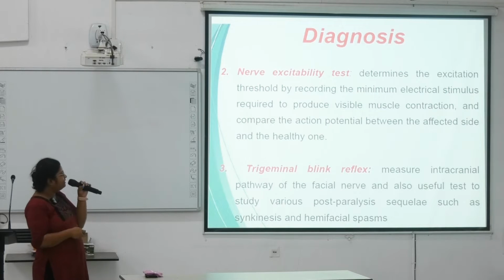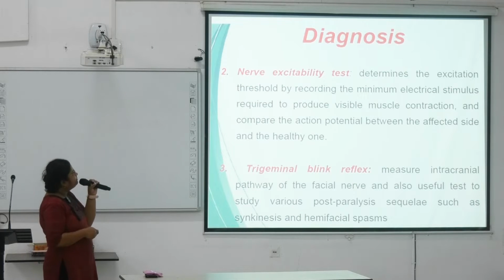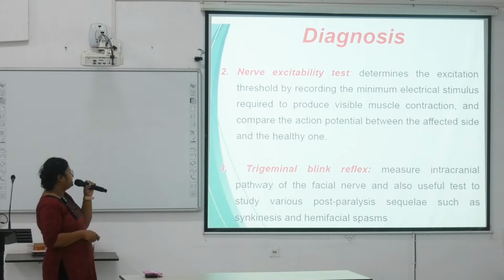Nerve excitability test: it determines the excitation threshold by recording the minimum electrical stimulus required to produce visible muscle contraction, and compares the action potential between the affected side and the healthy side. Another is the trigeminal blink reflex. It measures the intracranial pathway of the facial nerve. It is also a useful test to study various post-paralysis sequelae such as synkinesis and hemifacial spasms.